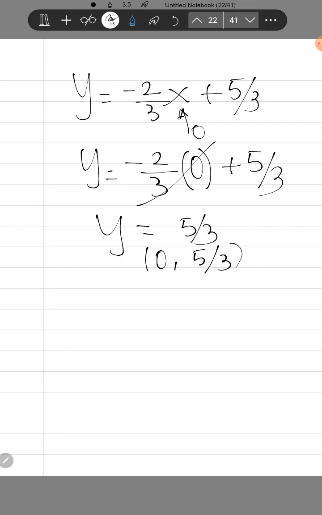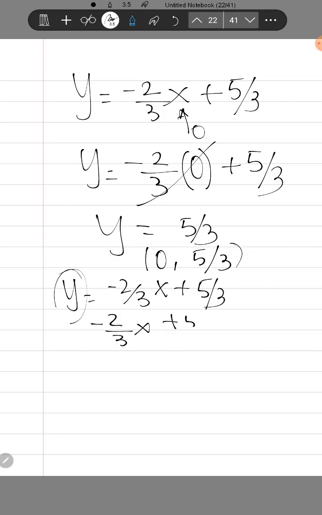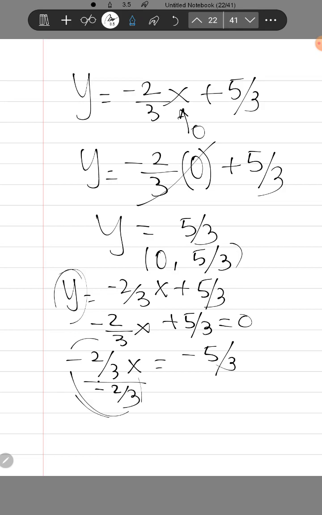The same thing, if we want to know the x-intercept of this graph, we give 0 for y. Y is equal to minus 2 over 3 x plus 5 over 3. Let's give 0 for y. Minus 2 over 3 x plus 5 over 3 is equal to 0. Minus 2 over 3 x is equal to minus 5 over 3. Divide both sides by minus 2 over 3 just to maintain only x on the left side.